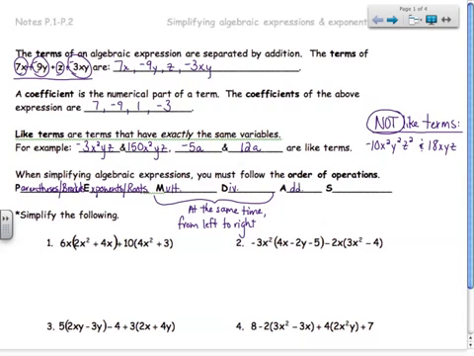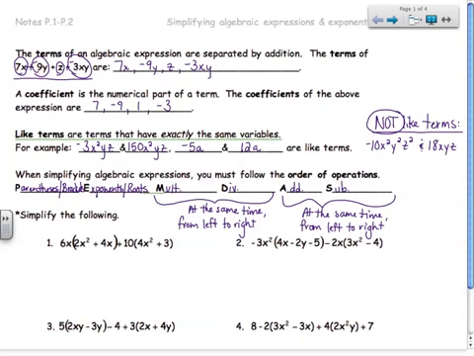Same thing is true with our last two, addition and subtraction. Those are also at the same time, from left to right. And often we're told to remember the order of operations using "please excuse my dear Aunt Sally." So that might sound familiar to you.